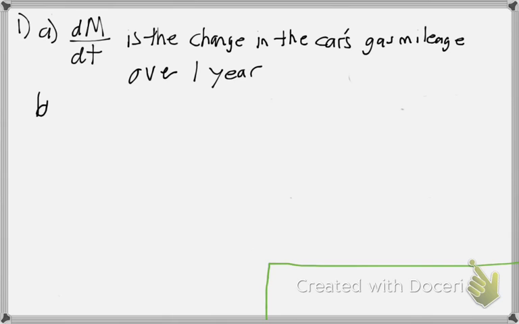For part B, it says, as your car ages and performance degrades, do you expect dM over dT to be positive or negative? So this would be negative because it's decreasing. The performance is decreasing, so our mileage is going to decrease.